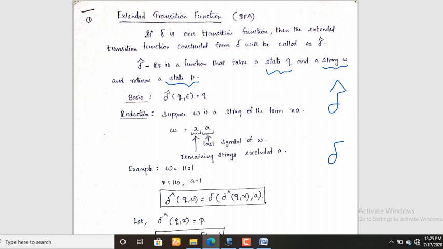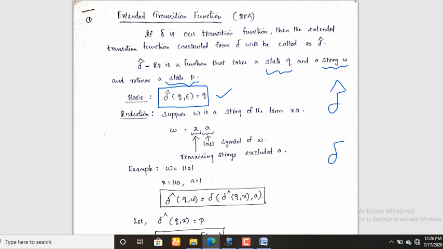We can define the extended transition function using the induction method. What do you mean by the induction method? It has two parts: the first one is the basis, and the second one is the induction. Coming to the basis part: delta cap of q comma epsilon equals q. Epsilon means the null string.